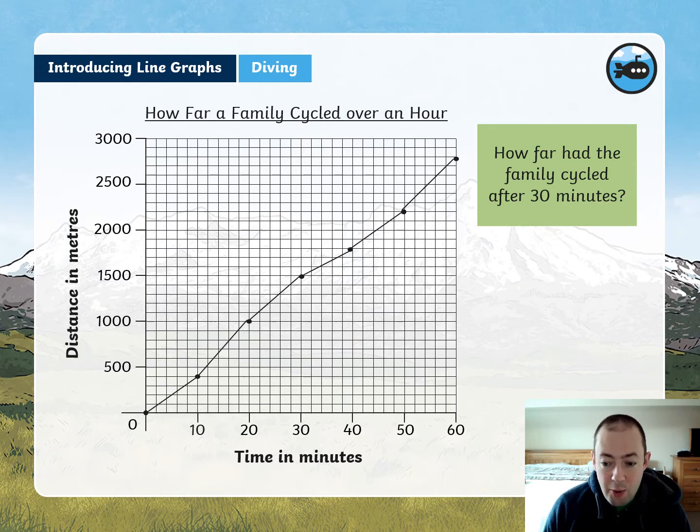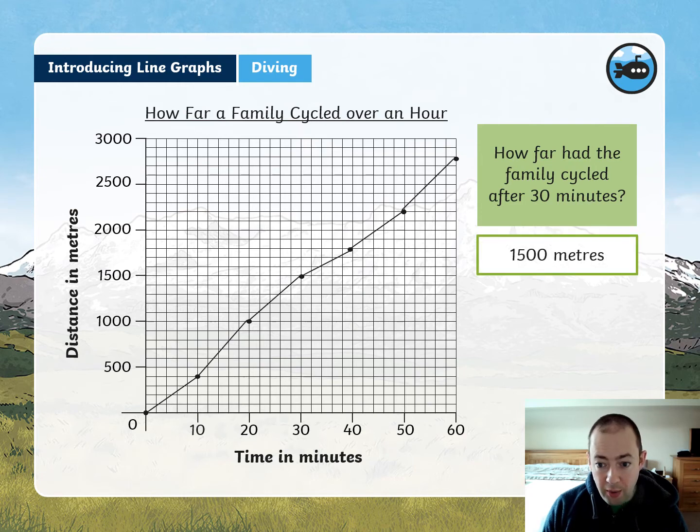So why do you need to know about line graphs? Well, in the SATs you might be asked a question on them, and they might give you a line graph like this and then say something along the lines of how far had the family cycled after 30 minutes. So if I look at the bottom axis, I read across to where it says 30 and then look upwards along the line to the dot and then look sideways to the other axis, I can see that after 30 minutes the family had roughly cycled about 1,500 meters.